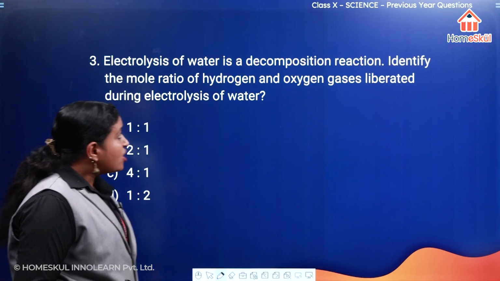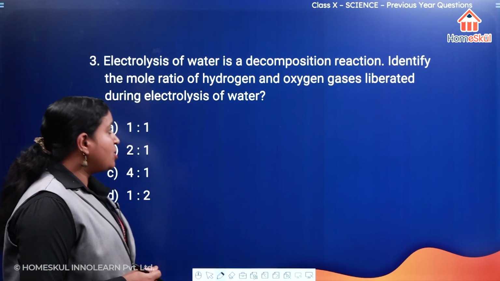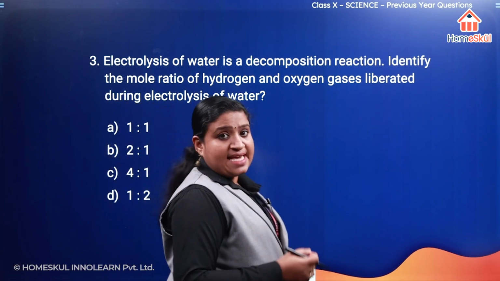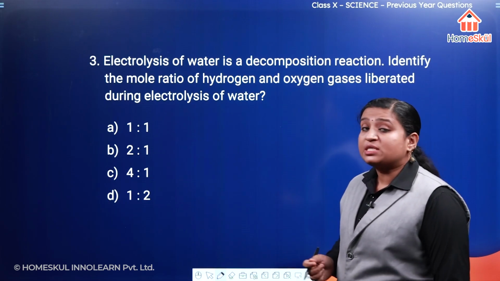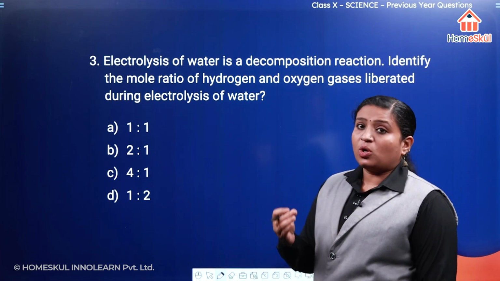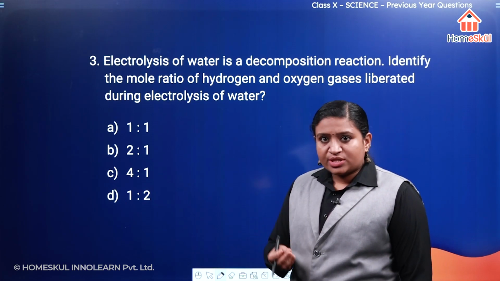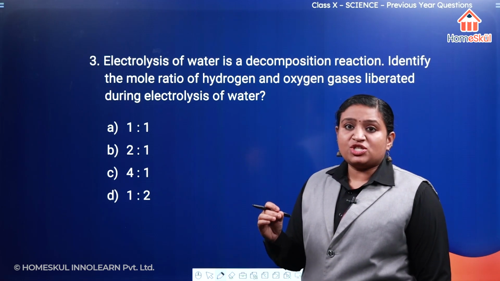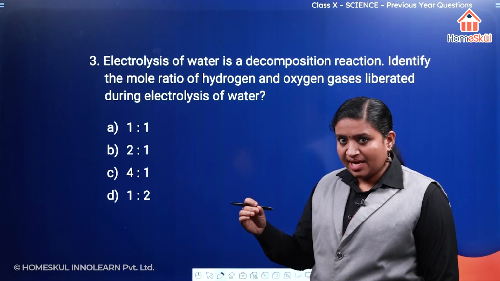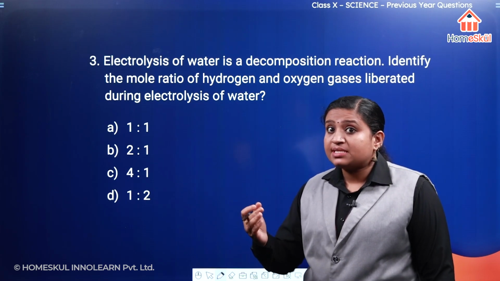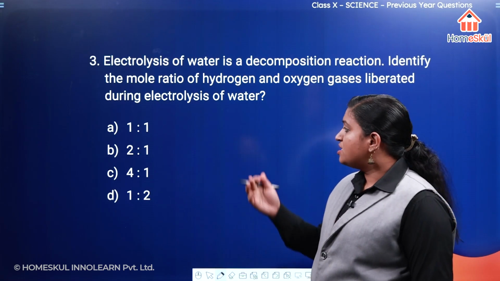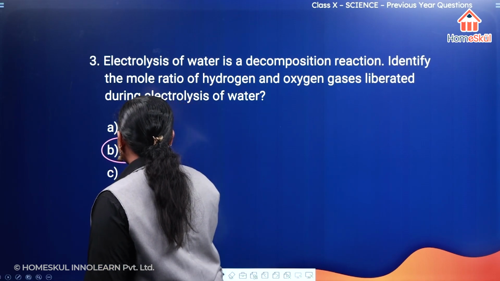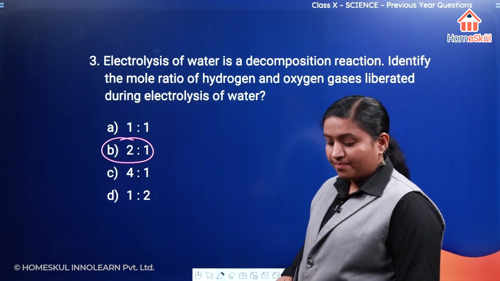Coming to the third question. Electrolysis of water is a decomposition reaction. Identify the mole ratio of hydrogen and oxygen gases liberated during electrolysis of water. We know during electrolysis of water, electrolytic decomposition occurs, and water splits into hydrogen and oxygen. And here, the amount of hydrogen formed is double that of oxygen, isn't it? So what is the ratio? It is 2:1. So our answer is B, 2:1.